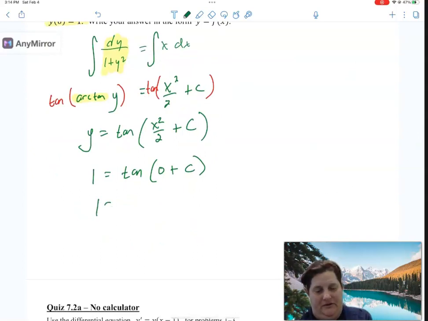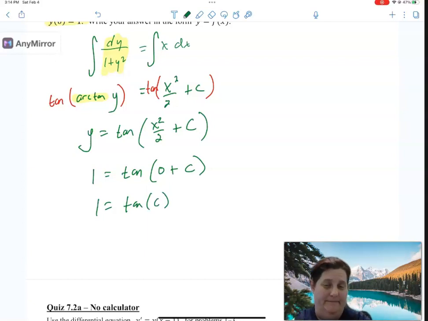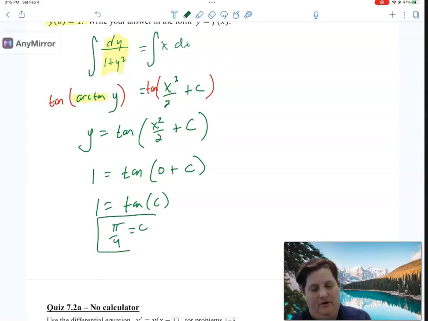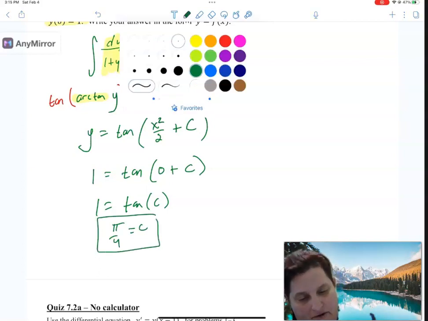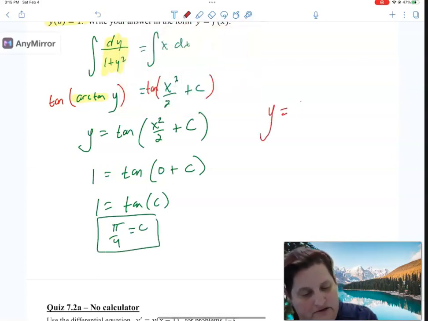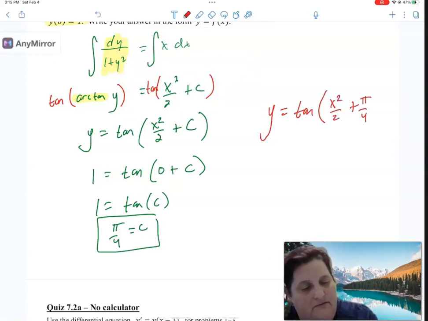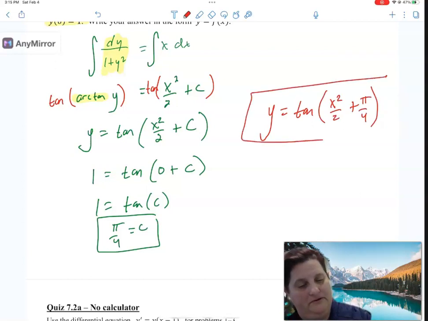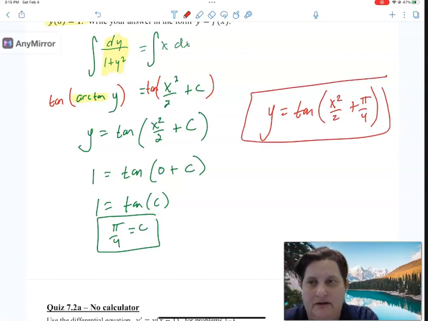Okay, so 0 is just 0. So I guess this is asking me the tangent of what equals 1? Tangent of what? Well, I know the tangent of pi over 4 equals 1. So my final equation right here is going to be y equals the tangent of x squared over 2 plus pi over 4. And there's my answer. All right, finding the plus c.